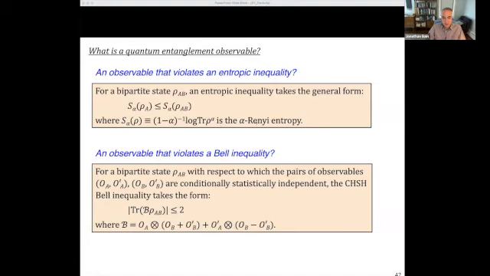Think of it as a kind of generalization of entanglement entropy. You get von Neumann entropy as the limit, I think, as alpha goes to one of the alpha Rényi entropies. And in that limit, you get that inequality between entanglement entropy on the left and von Neumann entropy on the right that appeared in a previous slide. A quantum entanglement observable might be defined in terms of an observable that violates an entropic inequality of this general form. Alternatively, you might claim a quantum entanglement observable is one that violates a Bell inequality, right?